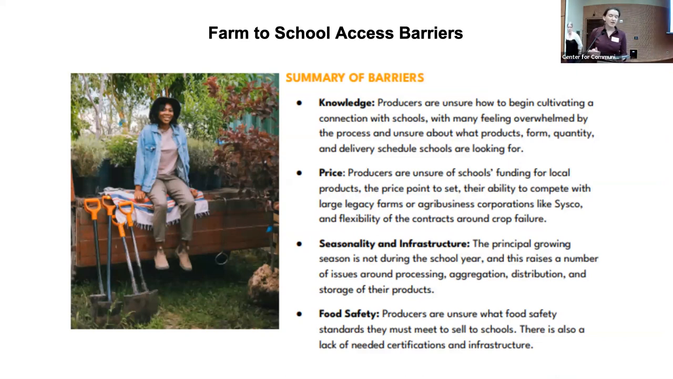Thank you, Jess. Through this research, 4 barriers presented themselves. In regards to knowledge, producers are unsure what products schools need. As for price, producers are not sure what schools are able to afford, with many noting their likely inability to compete with large food distributors. Seasonality is a barrier, which in turn raises questions of processing and infrastructure capacity within the state. And it is unclear to producers what food safety certifications schools require.